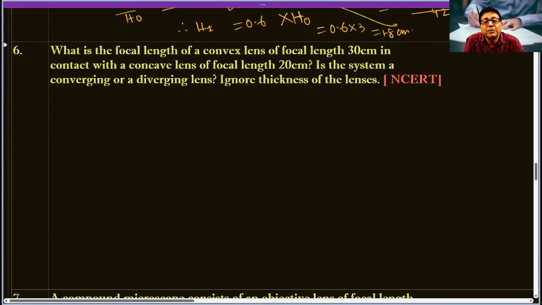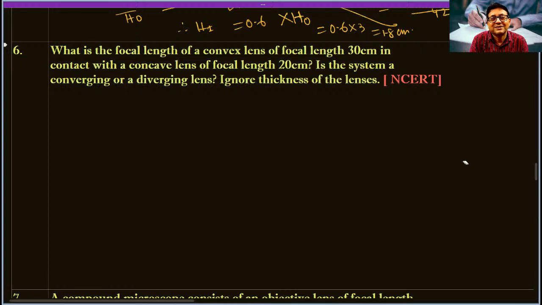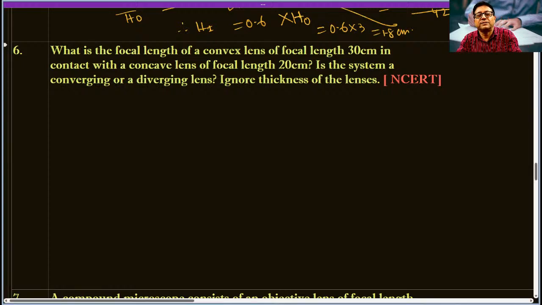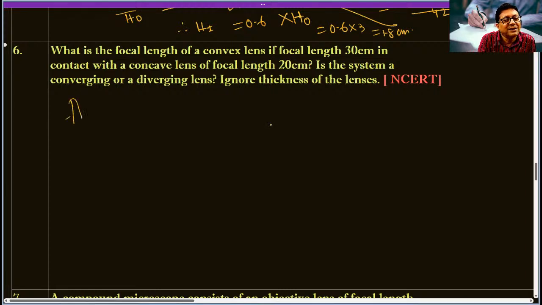What is the focal length of a convex lens of focal length 30 centimeter in contact with a concave lens of focal length 20 centimeter? It's very easy. Whether it behaves like converging or diverging depends on whether the focal length you get is positive or negative. If it is positive, then converging; if negative, then it will be diverging. Isn't it?